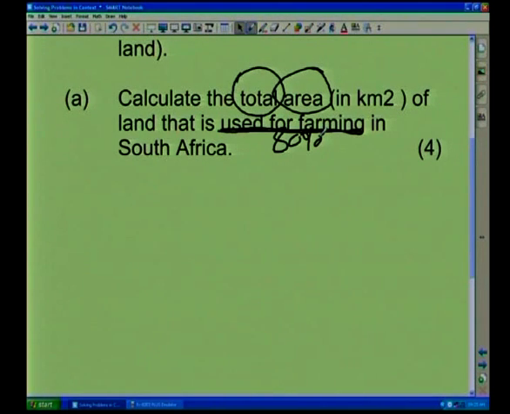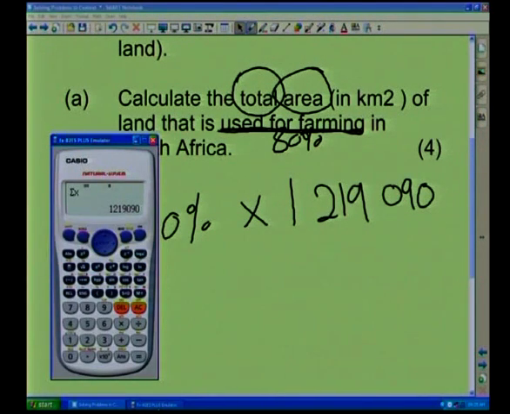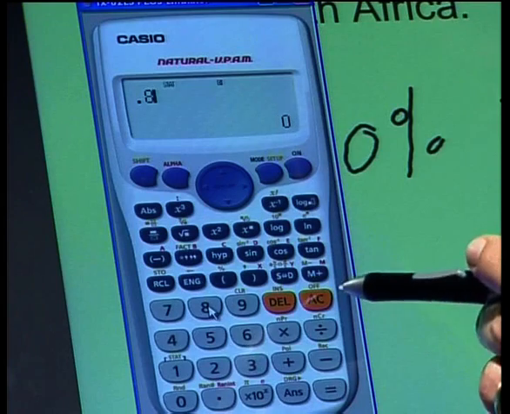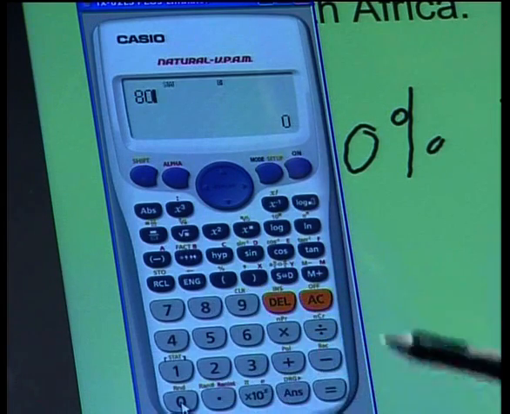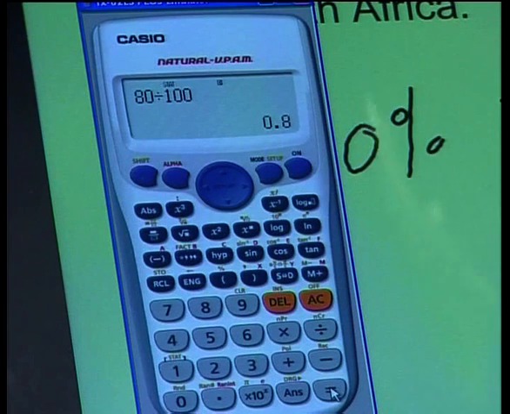So this value, we've got to find 80% of the total area. So that's a simple sum. Remember, 80% of is multiplication. 1,219,090 square kilometers. This is the sum that we need to do. On your calculator, you can translate 80% into 0.8 as a decimal. If you're not sure how to do that, simply take the 80 and divide it by 100. Remember, percentage is always 100. And there you can see we've got the answer, 0.8.